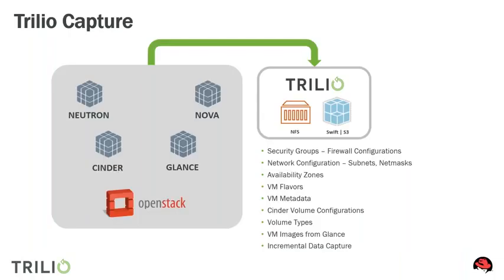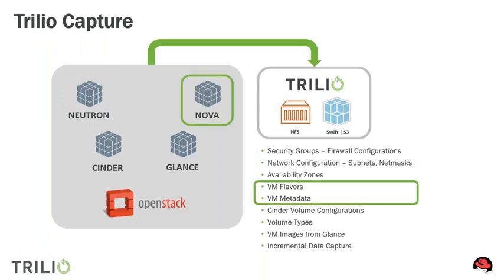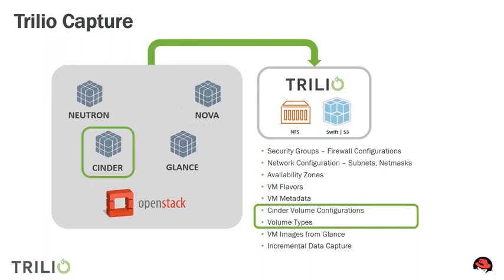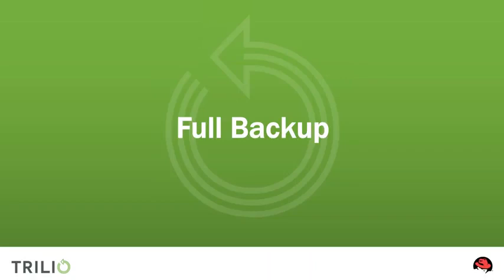If we go one step deeper, and where is all the information coming from? We talked about that. This is where we integrate it with all the other services. We talked to Neutron to collect the security and networking and availability zone information. We talked to Nova to collect the VM flavors and the metadata, with Cinder for the volume configuration and volume types. We also capture the VM images from Glance. And of course, the incremental data capture that we talked about.